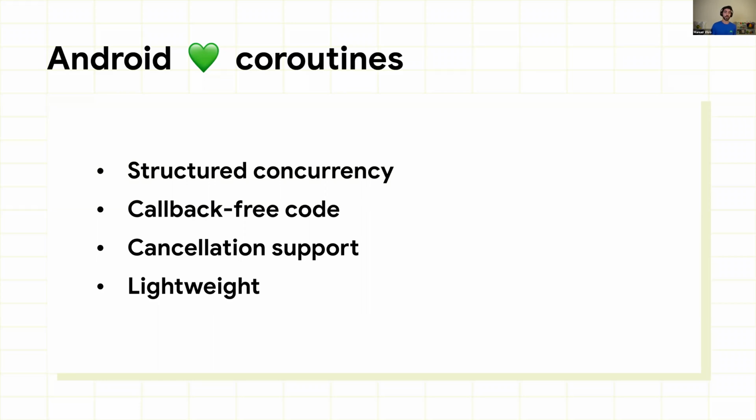So we have structured concurrency that is going to help developers scope their work to the application components' lifecycle, and it's also going to help you prevent memory leaks. Then we have callback-free top-down code that is much easier to read and understand. We also have cancellation support and natural exception handling that make a great addition. And finally, many coroutines can run on a single thread, suspending their work instead of blocking. So it's going to make them very fast and lightweight.